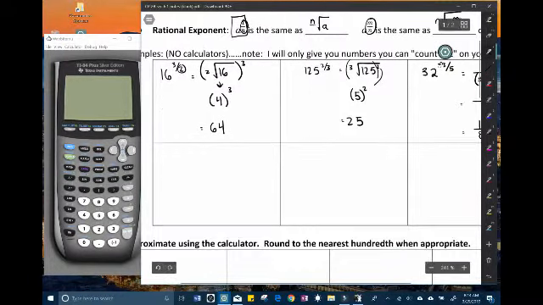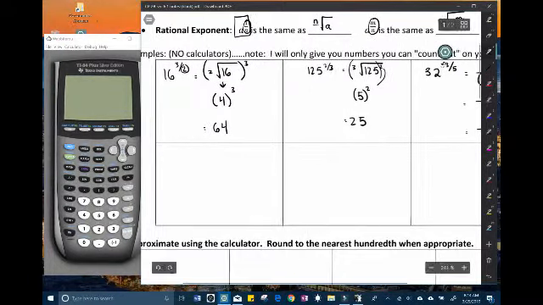Let's do some more examples here. Examples always help, especially with these problems. 8 to the negative 4/3. Again, that means it's 1 over the cubic root of 8 to the 4th. From there, that's 1 over 2 to the 4th, or 1 over 16. So they're really not too hard to do by hand.